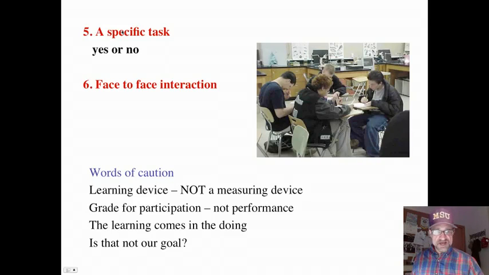And number 5, you give students a specific task. This is your task. They can answer yes or no. An example of a non-specific task would be, go back and discuss chapter 5. A specific task would say, go back and list 3 important ideas from chapter 5. All right, that is specific. You can say yes or no. And then the last one, cooperative learning has face-to-face interaction. Face-to-face, knees-to-knees, people leaning in, looking at each other.